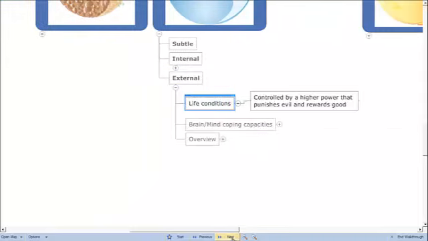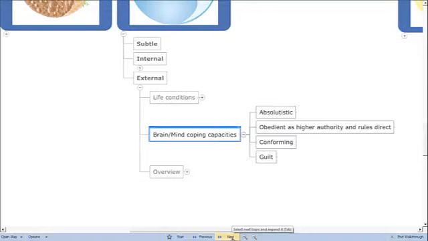So Water External, the life conditions are that you're controlled by a higher power which punishes evil and rewards good. So this could be the state, this could be God, this could be the law, this could be anything like that. The brain or mind coping capacities at this level are absolutistic, obedient as higher authority and rules direct, conforming, and guilt-based. So most of the religions, particularly the monotheistic religions, are probably at generally the Water External level.